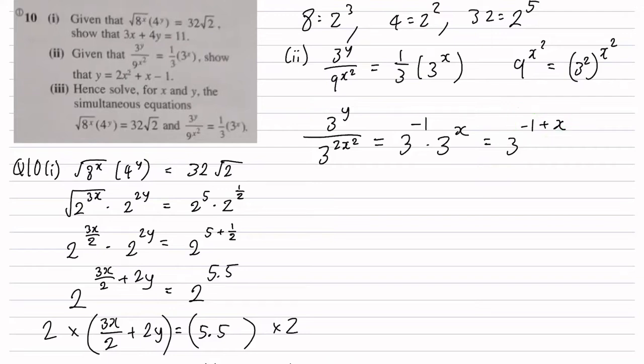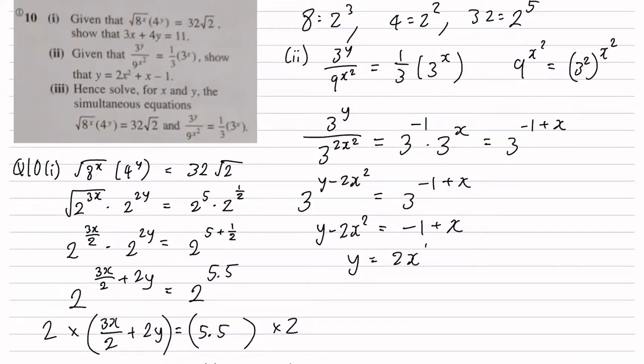Okay, then the left-hand side, same base, different power, divide. y minus 2x squared equals to 3 power minus 1 plus x. Same base 3 on both sides of the equation, different power. They are not different. They are actually equal. Equate the power. Yeah, rearrange and then you get y equals 2x squared plus x minus 1. So now part 3, hence solve for x and y the simultaneous equations.